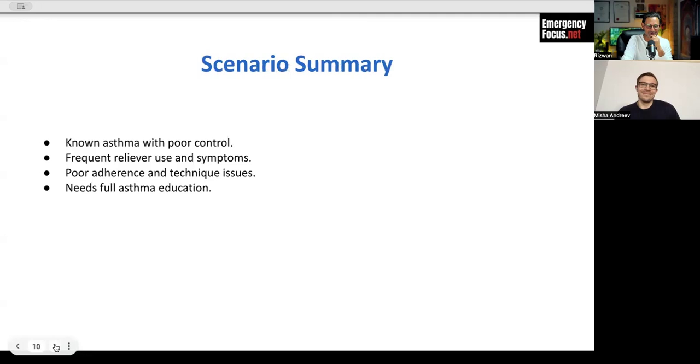In terms of summary, we need to establish that this is a poorly controlled asthma. How do we establish that? By frequent use of reliever with a poor technique, and frequent symptoms during the daytime, especially at school during exercise induced activities, and at nighttime, frequently waking up. And then we would establish that there is poor adherence and some technical issues around the compliance or the technique of using the inhaler. And then all of these points will need to be implemented in the new asthma action plan.